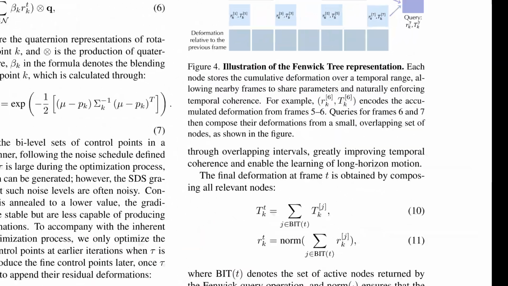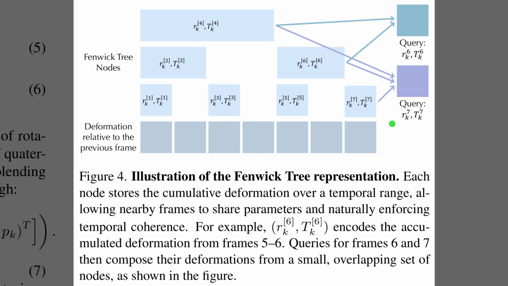Well, just as Figure 3 managed spatial detail, Figure 4 addresses temporal consistency using a Fenwick tree. This hierarchical structure, shown by the stacked blue blocks, stores motion parameters across overlapping time intervals, rather than for single frames in isolation. On the right, the diagram demonstrates how the specific pose for frame 6 is constructed by querying a combination of these shared nodes. This approach naturally enforces smoothness, because nearby frames are built from the same underlying trajectory components.